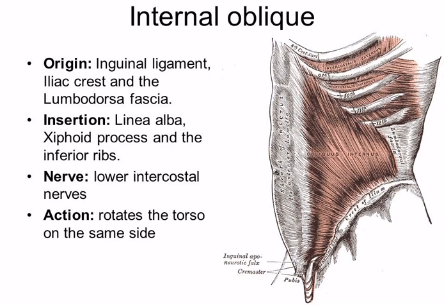Internal oblique. Origin: inguinal ligament, iliac crest and the lumbodorsal fascia. Insertion: linea alba, xiphoid process and the inferior ribs. Nerve: lower intercostal nerves. Action: rotates the torso on the same side.